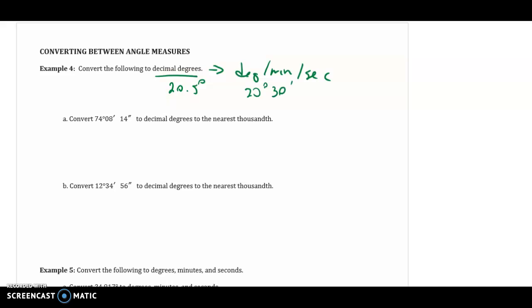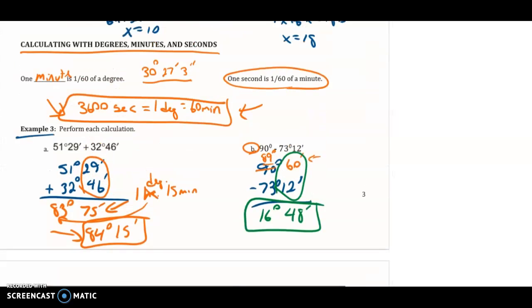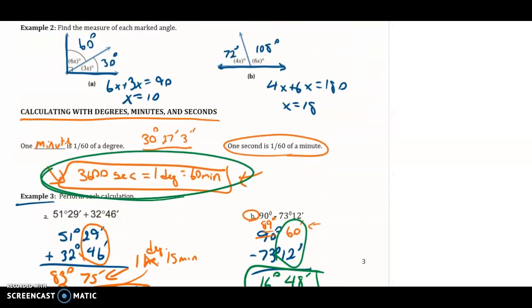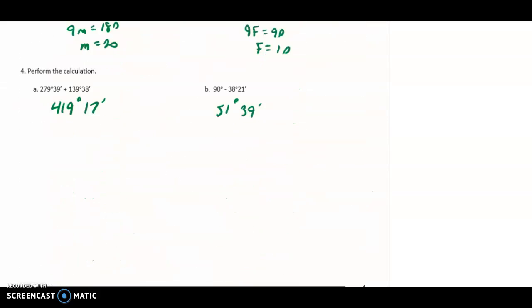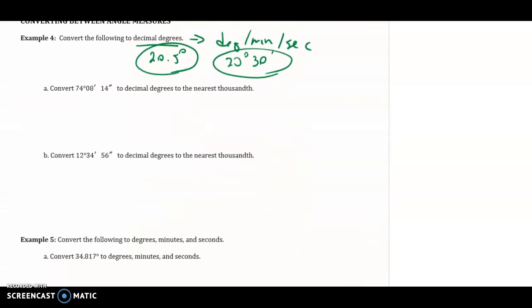Some people choose to use decimal degrees. Some people choose to use degrees, minutes, and seconds. And you need to be able to switch back and forth. So the way to do that is we're going to come up here, and remember how I said we're going to use this. Notice that these are all equal to each other. So I need to get all of these on an equal playing field. I need to put them all in terms of degrees. This is already in degrees, so I'm good.